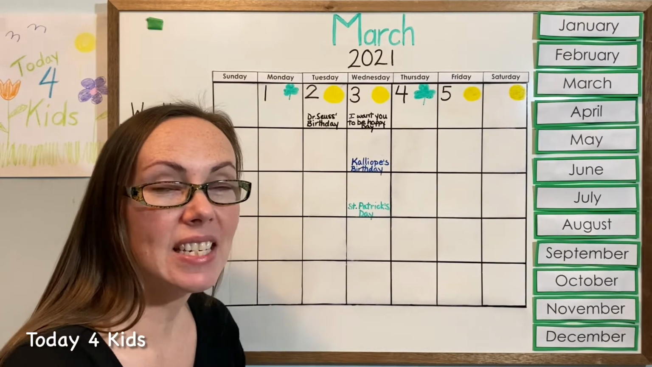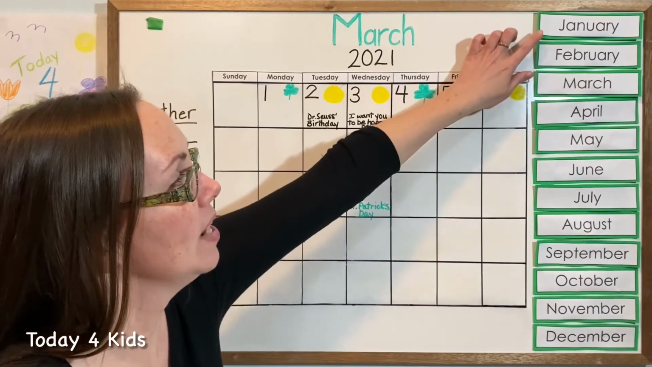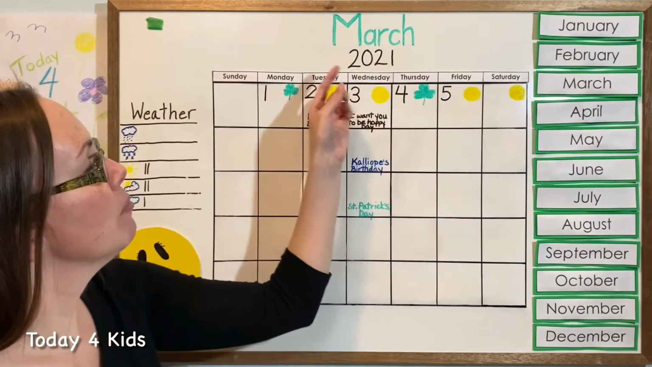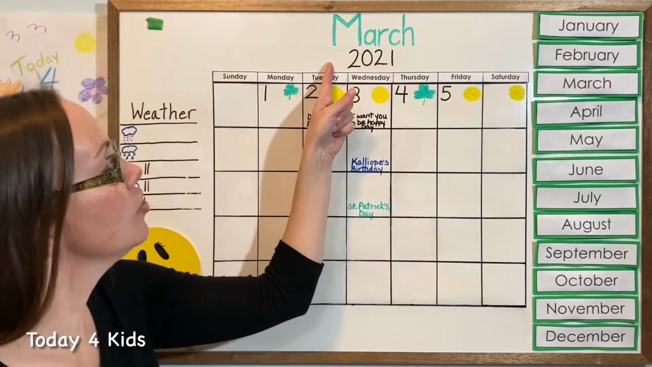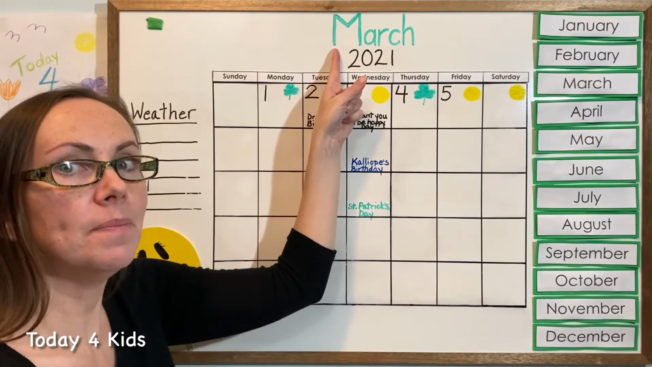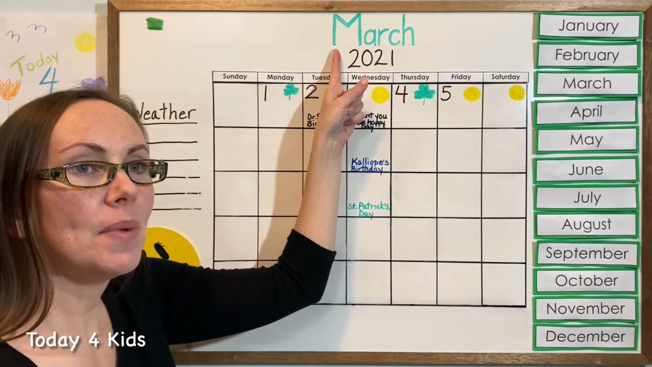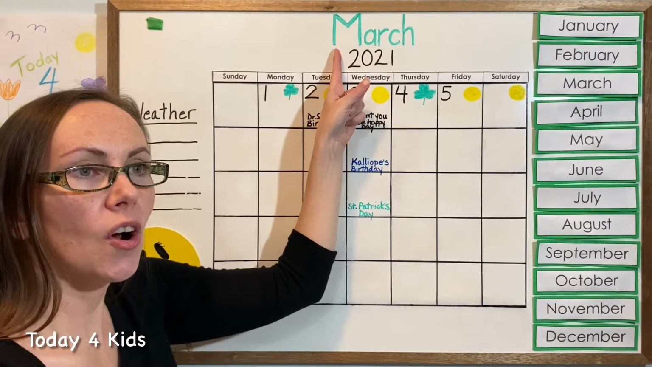And do you remember what month it is? I'll give you a hint. It's the 3rd month from the top. Let's count down. 1, 2, 3. So we are in March. So we put March at the top of our calendar so that we can always just glance at it and know that it's March. And it begins with a capital M. And M sounds like M. Can you say M? M is for words like munching or muffins.